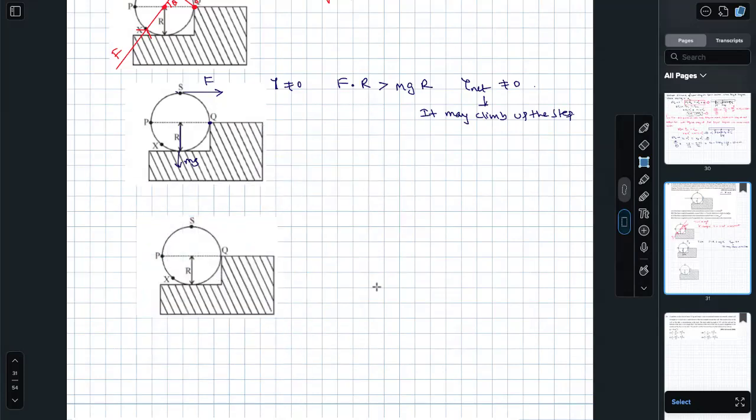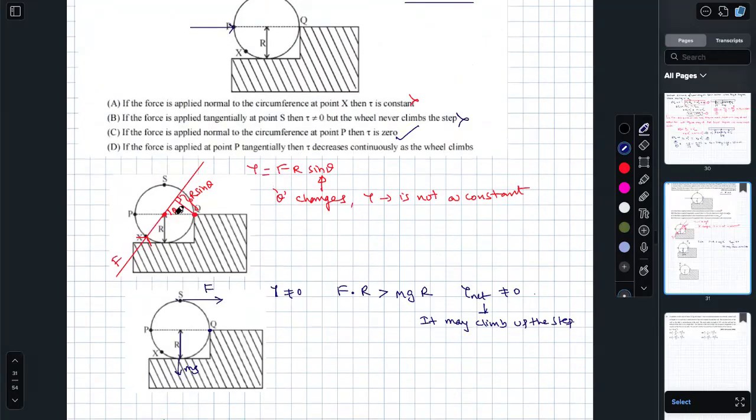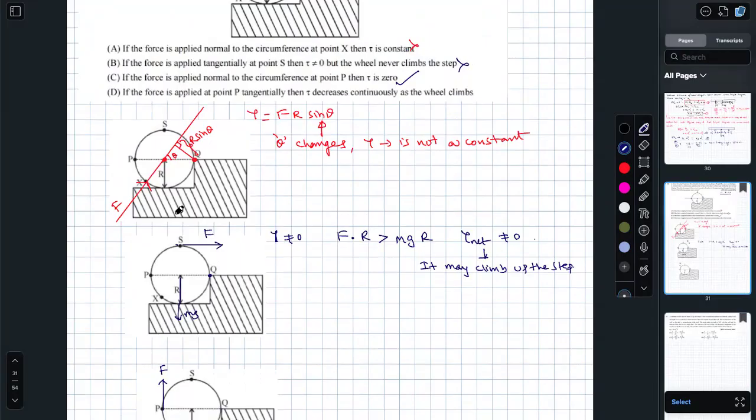No, what you are doing is applying force tangentially. You are applying force tangentially. If the force is applied at P tangentially, then tau decreases continuously as the wheel climbs.